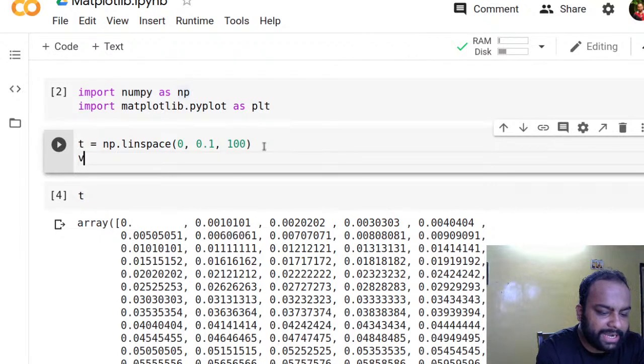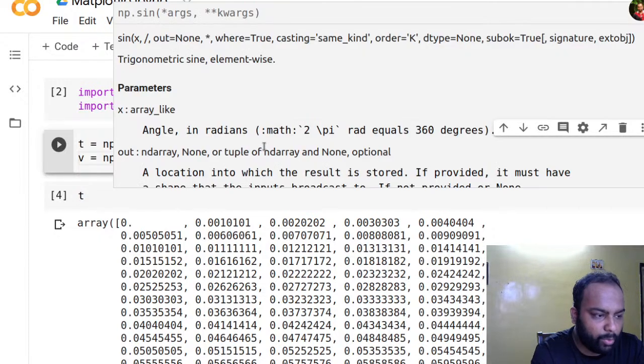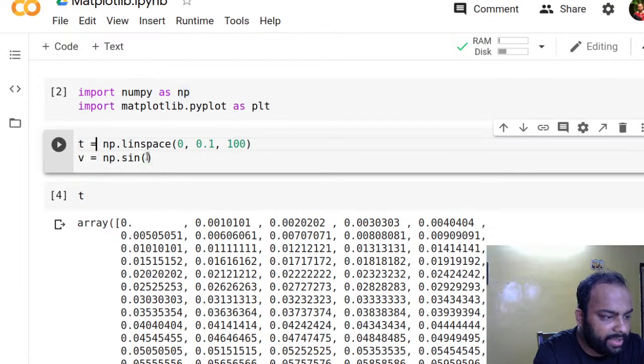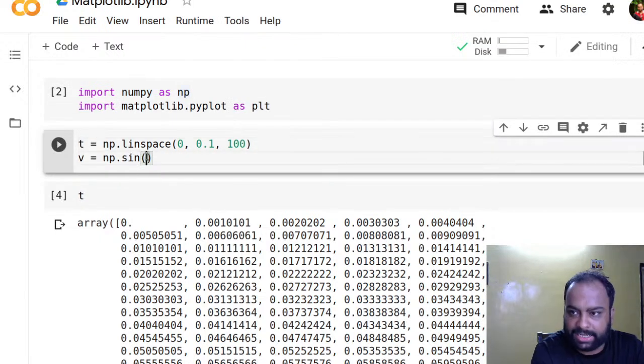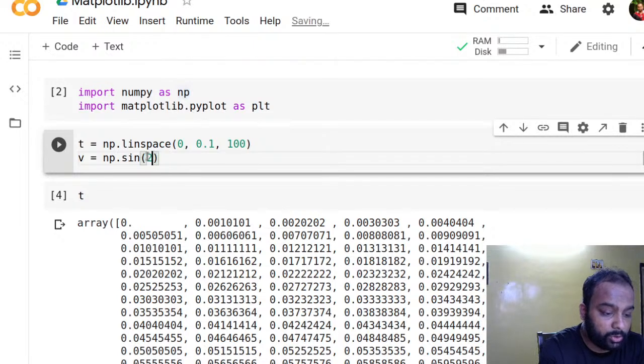So now let's create a voltage signal and let's make it a sine wave. So from NumPy we're importing sine. Let's make it a sine wave, and say, of course, we have a 50 hertz signal, right? So you already know how to write 50 hertz. So 2 pi, and how do I write pi? Pi is also being imported from NumPy. So np.pi.